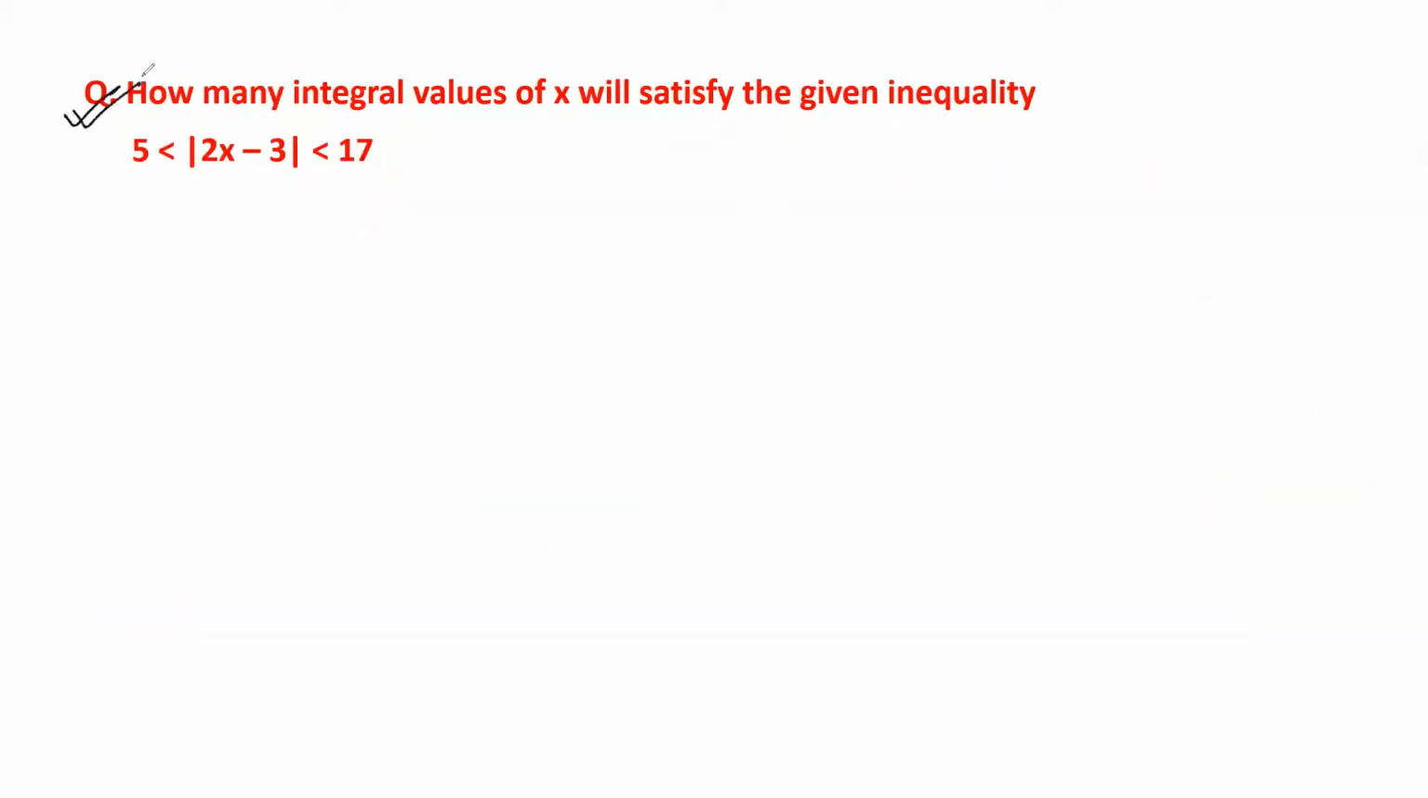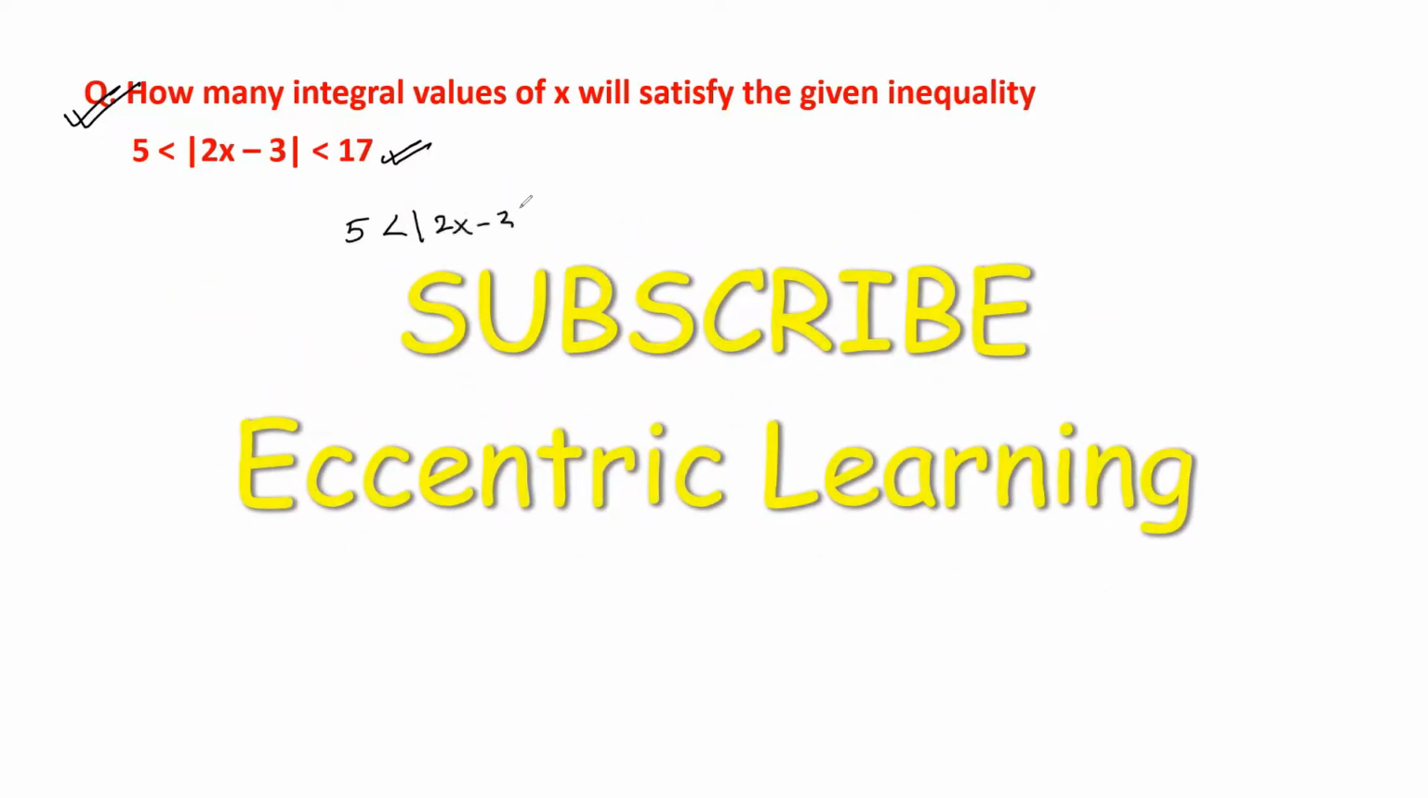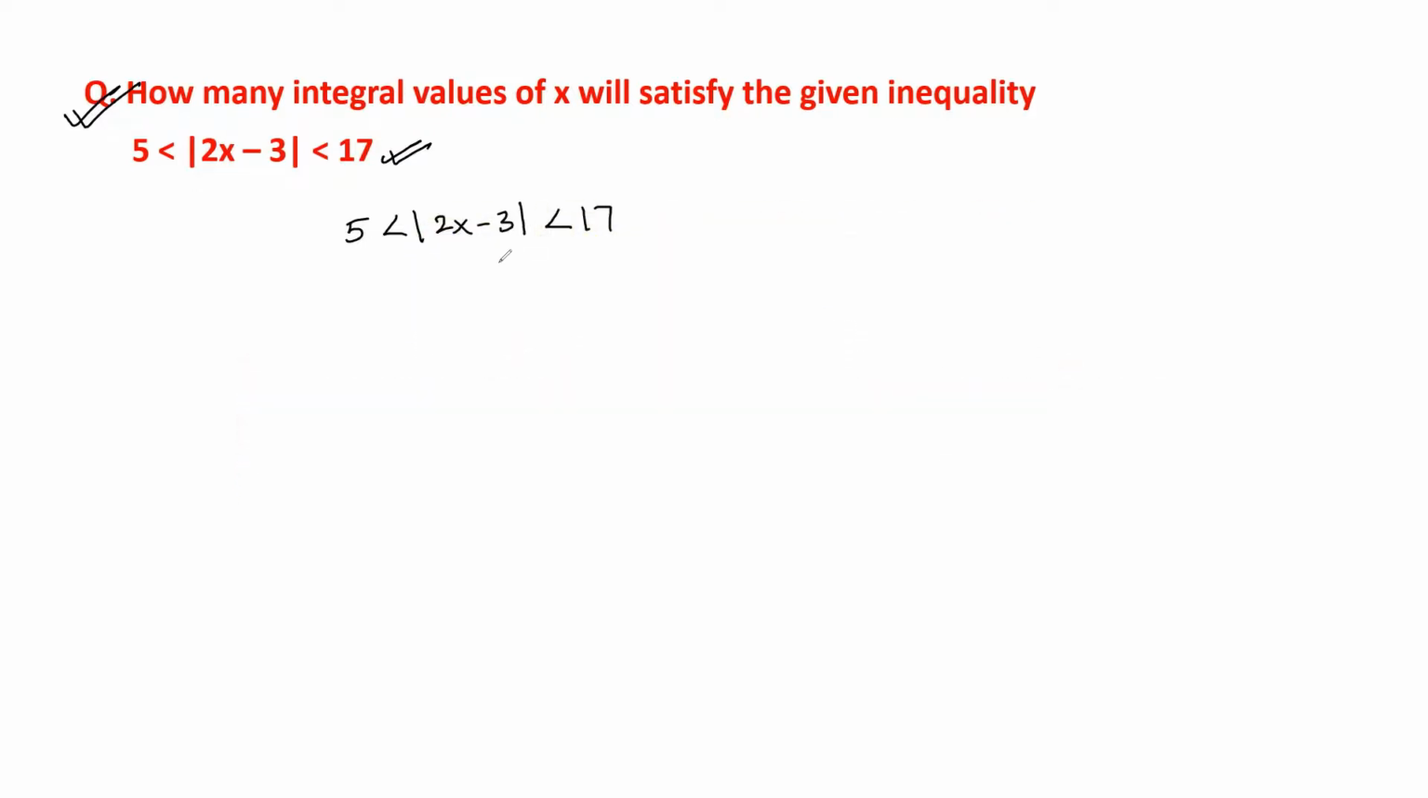Now, let us see this question. How many integral values of x will be satisfying this inequality? So we have been given 5 less than mod of 2x minus 3 less than 17. And we need to find how many integral values of x would be satisfying this inequality.